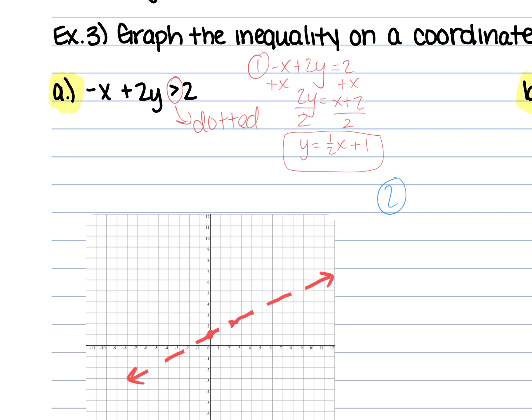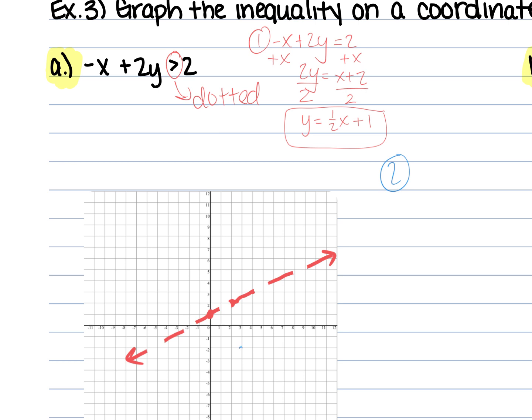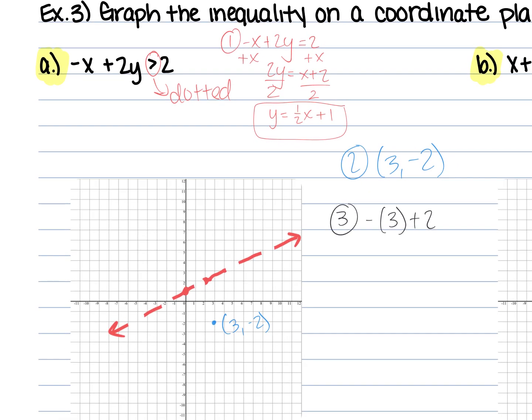3 comma negative 2? I love it. 3 comma negative 2. Test it. Plug it into your inequality, which was the first one. So replace x with 3. It's going to be negative 3 plus 2 times negative 2 is greater than 2.